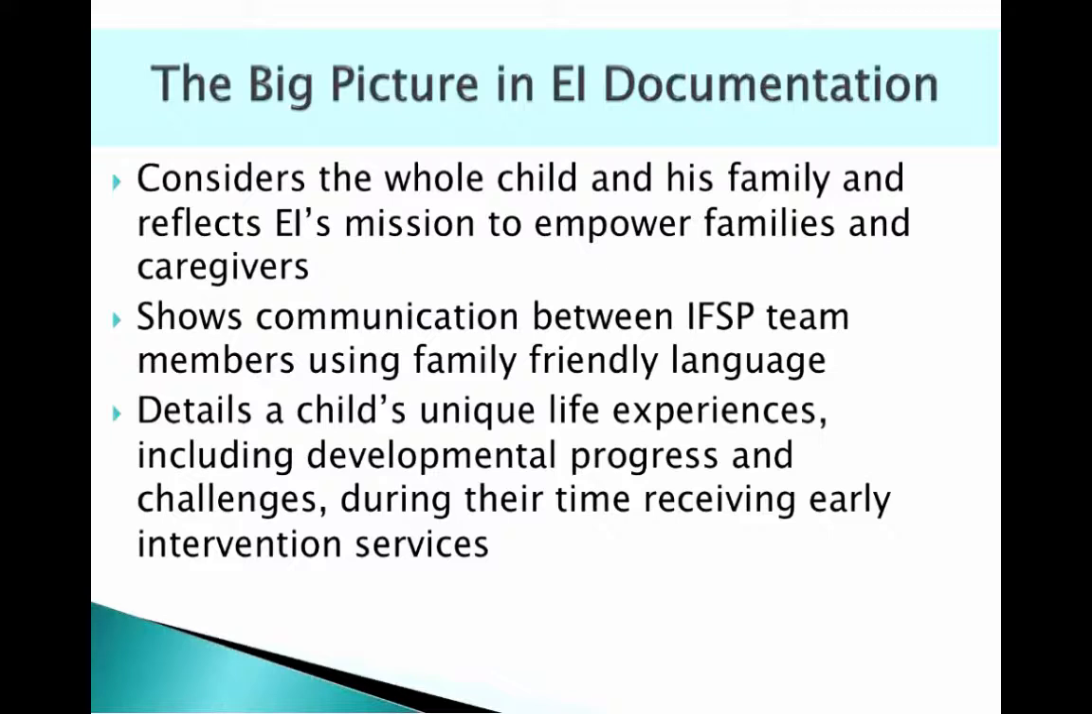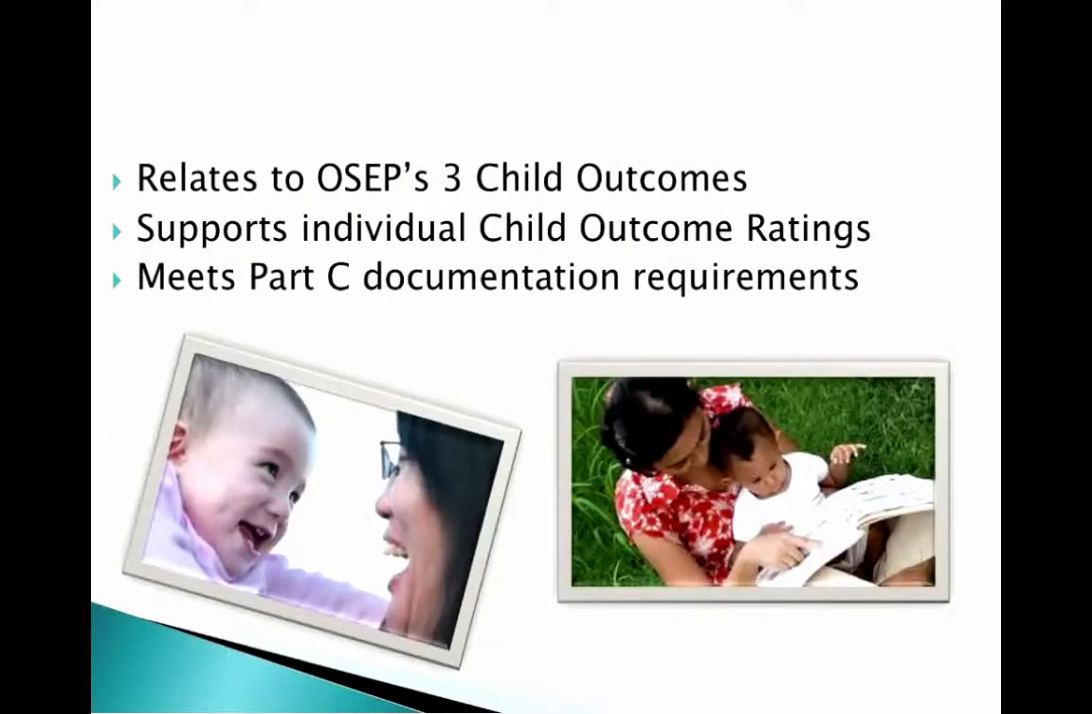Each contact note or documentation entry in a child's record is part of a bigger picture of the early intervention services the child and family are receiving. One contact note builds upon another to make the big picture complete. In addition to these 3 objectives, documentation should relate to the Office of Special Education Program's 3 child outcomes: developing positive social-emotional relationships, acquiring and using new knowledge and skills, taking appropriate actions to get needs met. Documentation should support individual child outcome ratings and meet the Part C documentation requirements.